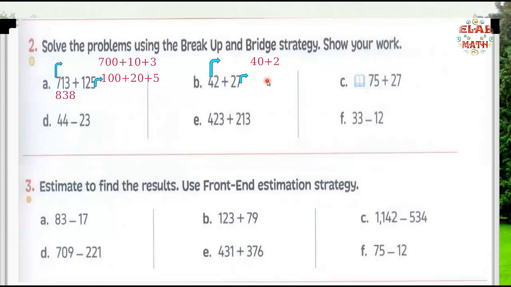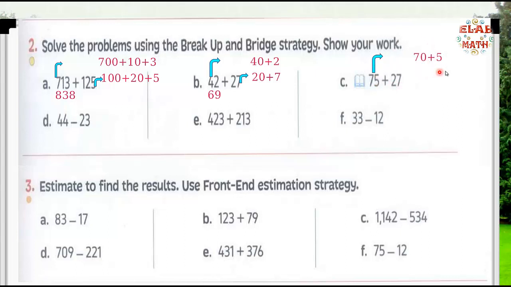227, it will be 20 plus 7. Take ones with ones, make addition. Take ones with ones and tens with tens. 2 plus 7 is 9. 4 plus 2 equals 6, or 40 plus 20 equals 60. 69 is the sum. Letter C, 75 plus 27.